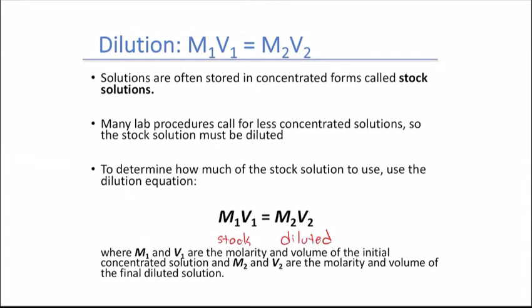Now, some people ask, how do we know that this equation can actually work? If we think about it, M1V1 is moles over liters times liters equals our second one, moles over liters times liters. So you can see the liters would cancel out and it's just the moles equal moles. So this means when we do a dilution, the number of moles of our solution stays the same. We don't actually change the number of moles. Instead, we're just changing the concentration of those moles.